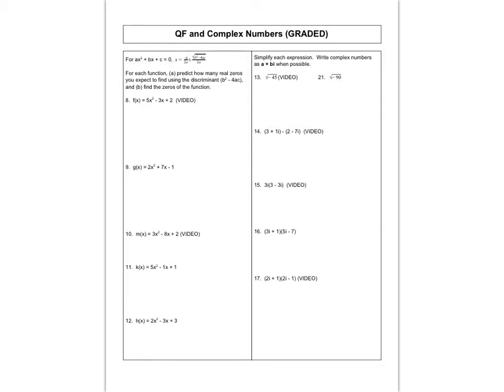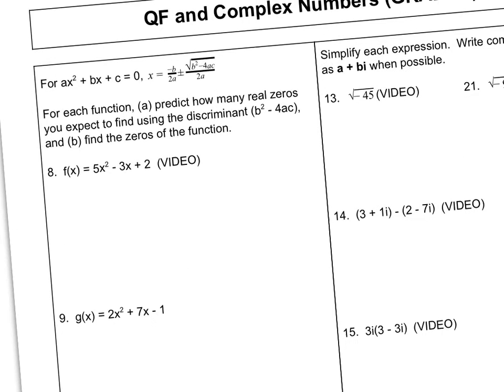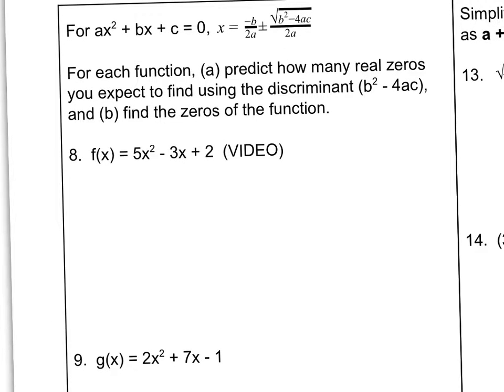Next up, we've got problems that involve the quadratic formula and complex numbers. I'm going to take a look at 2 questions as far as the quad formula side. I've got to predict how many real zeros first via the discriminant, and then I've got to find the actual values for those. So for my first problem, I'm going to start off by writing A is equal to 5, B equals -3, and C equals 2.